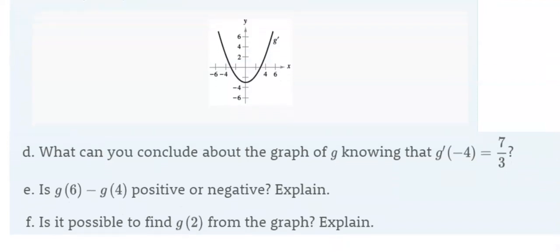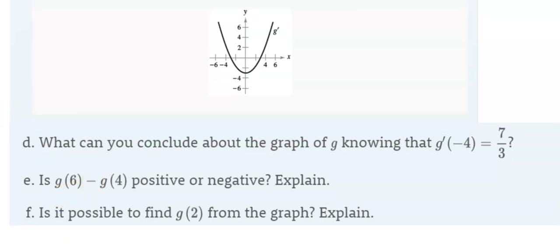For D, same thing. I'm not going to write it down this time. The slope at x equals negative 4 on G of x is 7/3. Or we can say that because the slope exists, the function is continuous and differentiable at that point. Either one of those is fine.